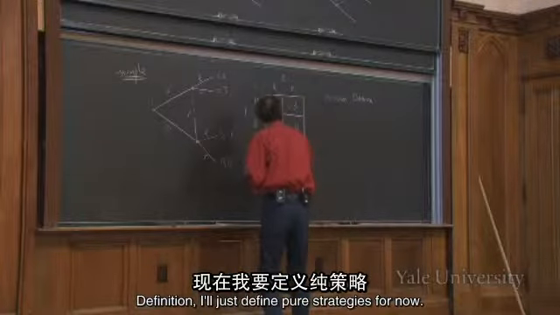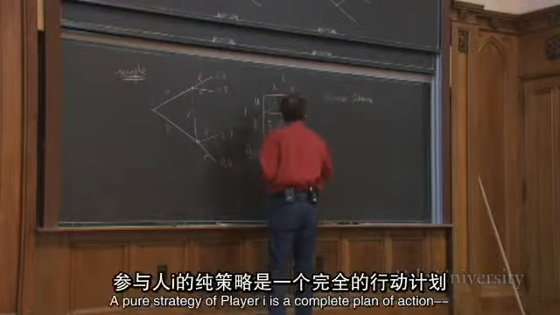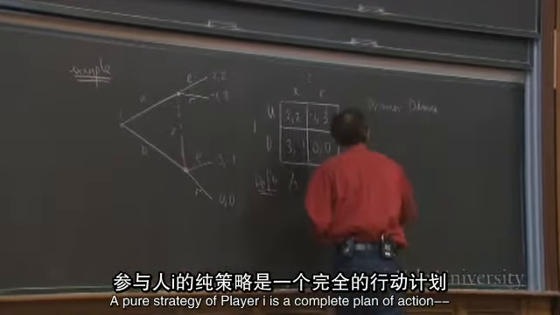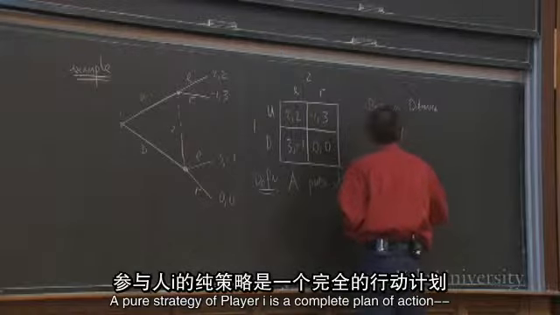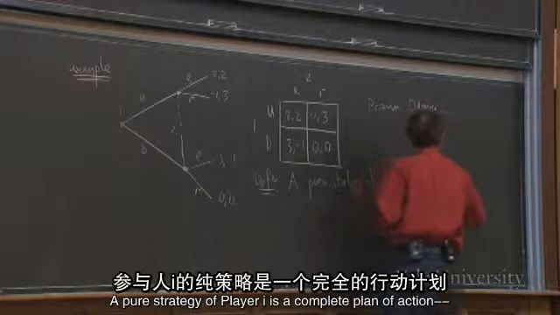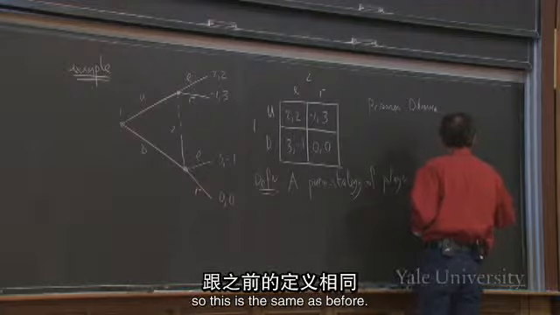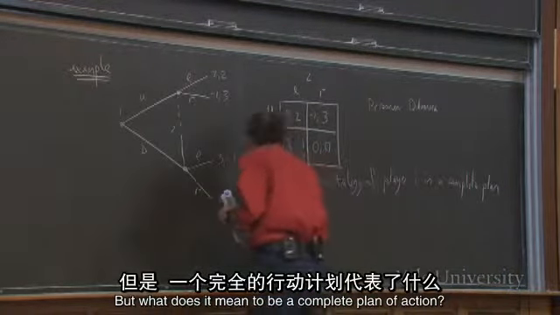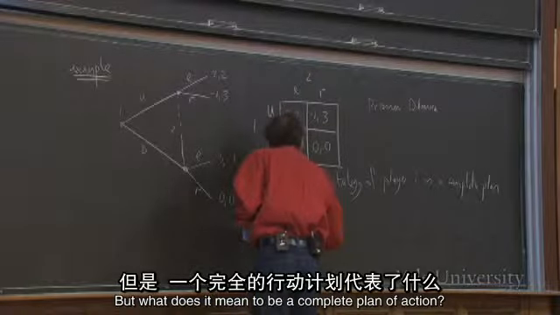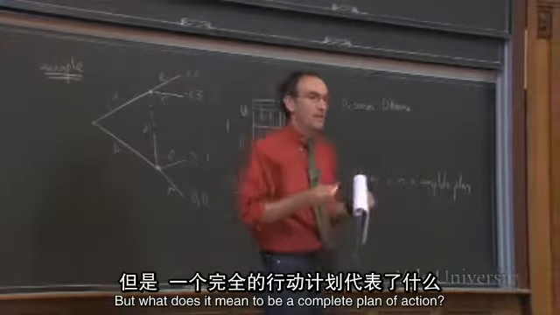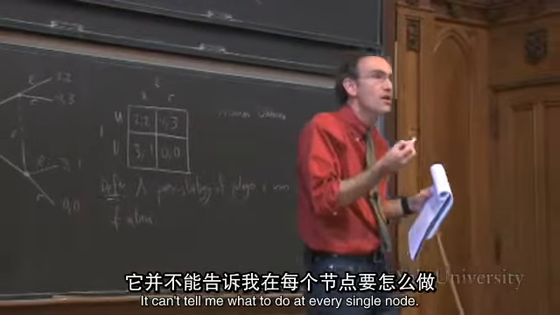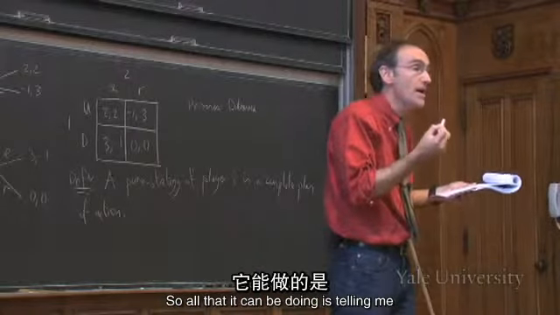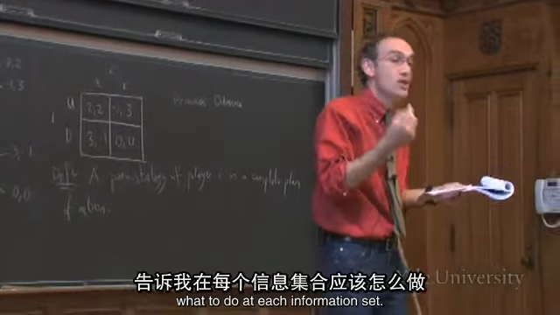Definition. I'll just define pure strategies for now. A pure strategy of player I is a complete plan of action. So this is the same as before. But what does it mean to be a complete plan of action? It can't tell me what to do at every single node. That can't be the right definition because I can't distinguish nodes. So all it can be doing is telling me what to do at each information set.